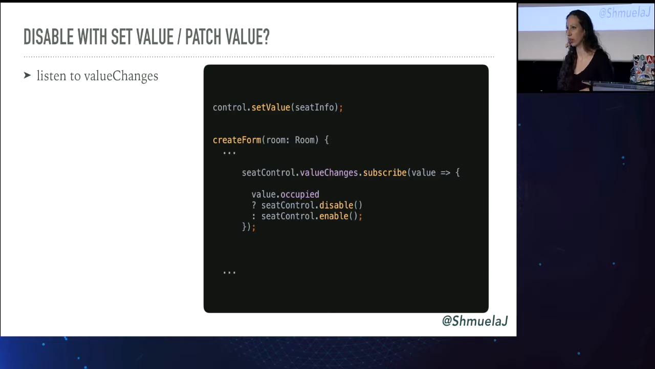Okay, so you can check whether the value is occupied and then set the control to disabled or enabled. Okay, but then you need to have the seat control here, so maybe you will use this method, subscribe to it, when you create the seat control.